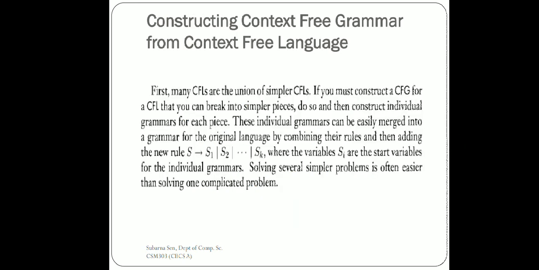Now we will see the important topic, that is how to derive a grammar from a given language, that is how to derive a context-free grammar from a context-free language. We will see three different ways to derive it. Firstly, if you are given a set of languages, we will try to divide the total language into smaller parts.